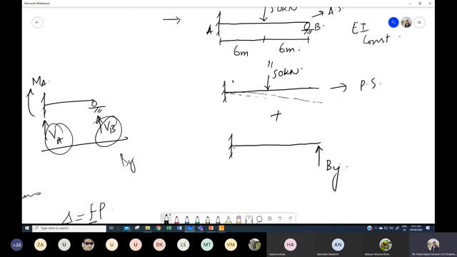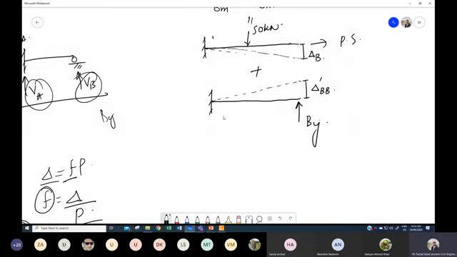And due to this By, the deflection will be produced. Since we have applied it in the upward direction, it will deflect in the upward direction. So this deflection, let's call this delta V, and this deflection delta dash V V. Okay, so we have these two deflections, and now let's write the compatibility equation.